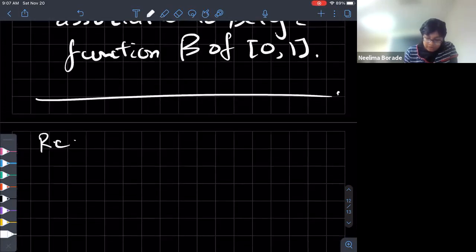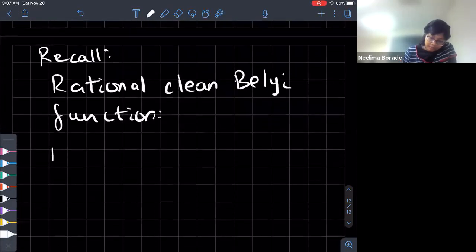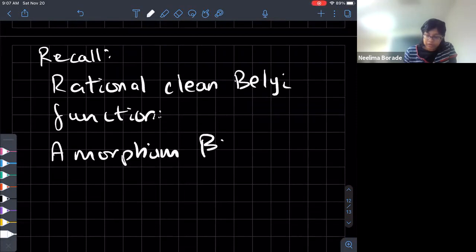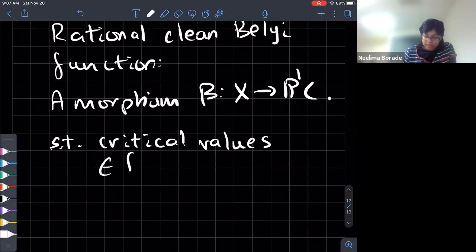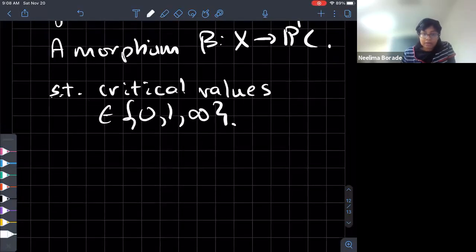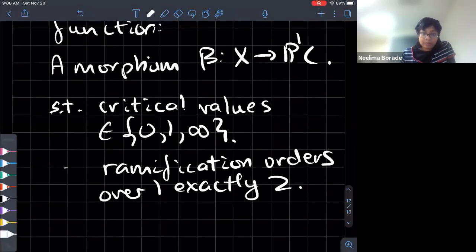Okay. Another reminder, a rational clean Belyi function. What do we mean by that? It's basically a morphism beta from a nice space to X such that all the critical points, or the critical values is a better word, are in the set of 0, 1, infinity. And that is, it's a Belyi map, and also the ramification orders over 1 are exactly 2.